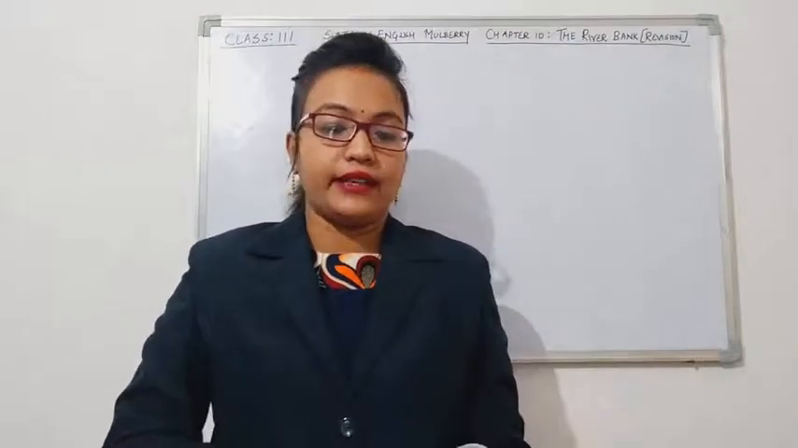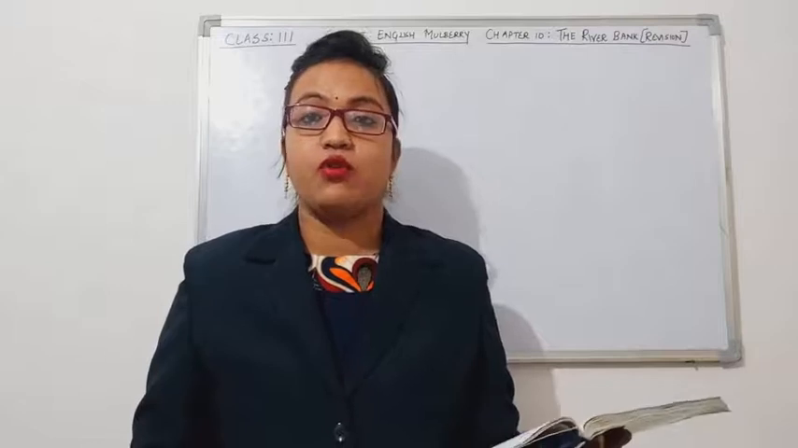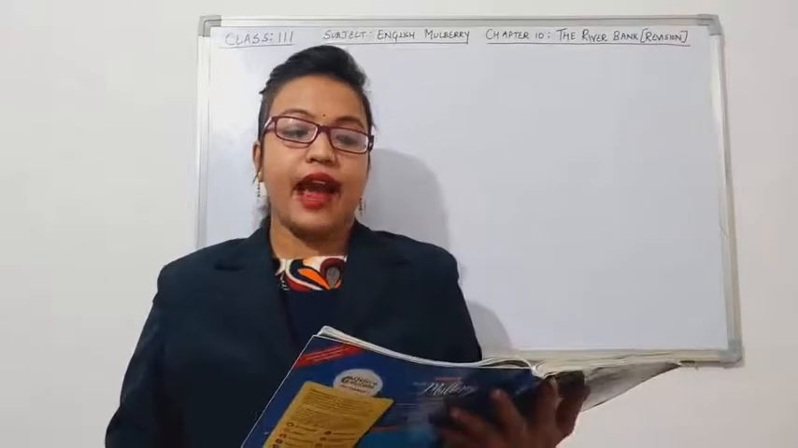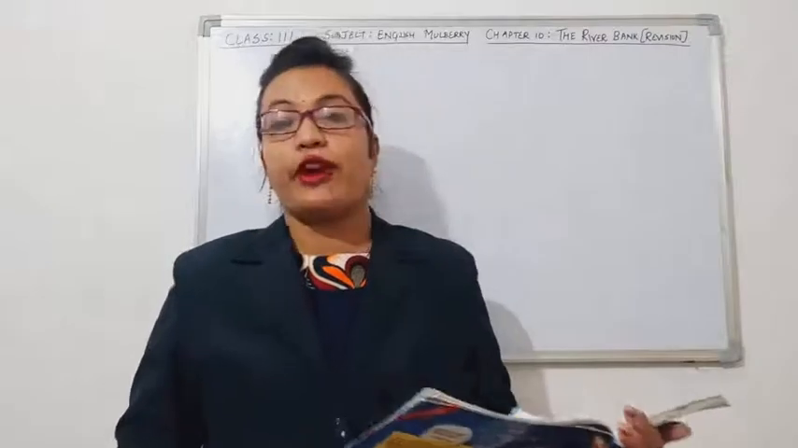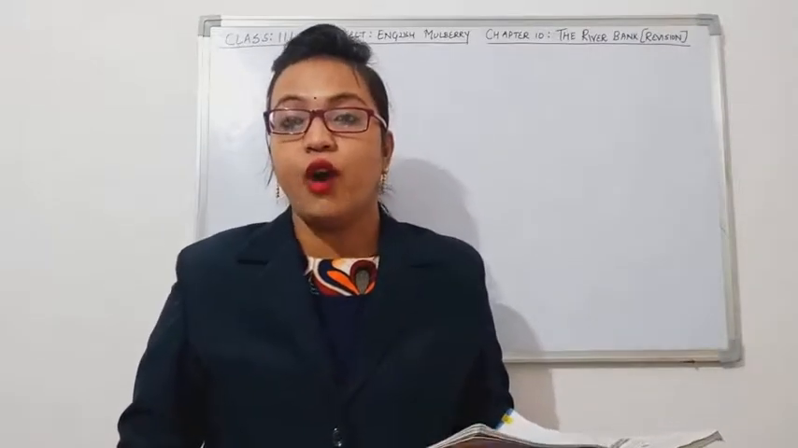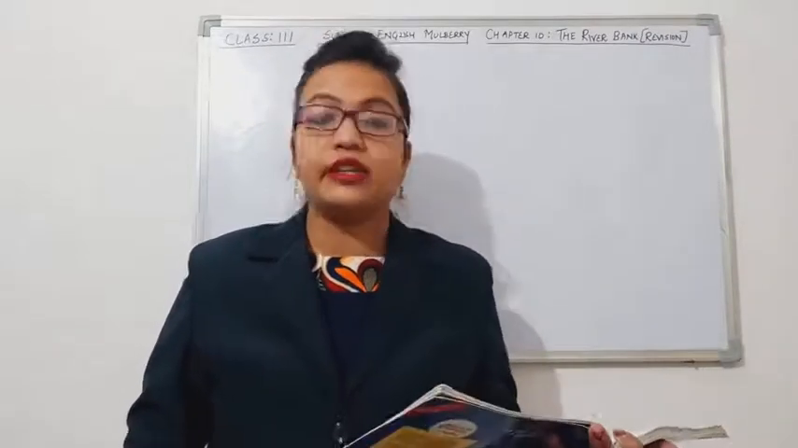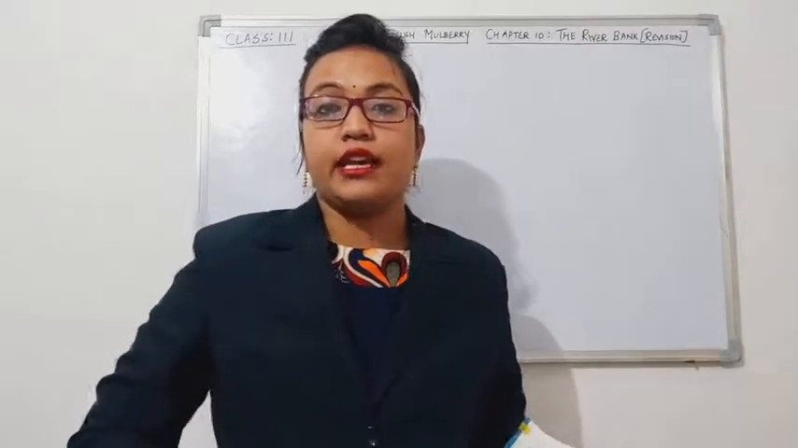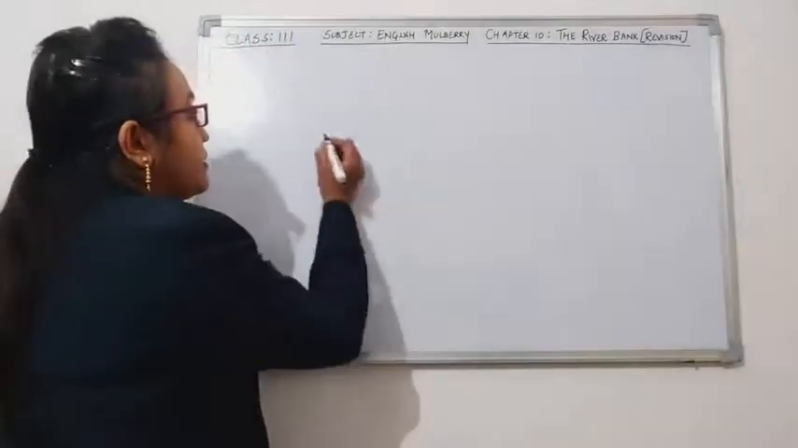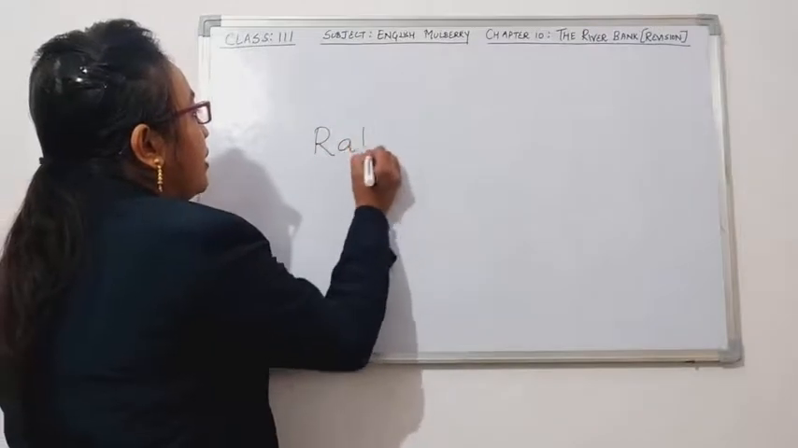Then we have one exercise, that is anagrams. What are anagrams? An anagram is a word that is made by rearranging the letters of another word. How can you form an anagram? For example, the word is rat, R-A-T, rat. Now see, I can give an example. If the word is rat, R-A-T, rat.